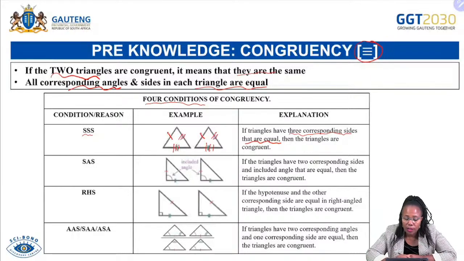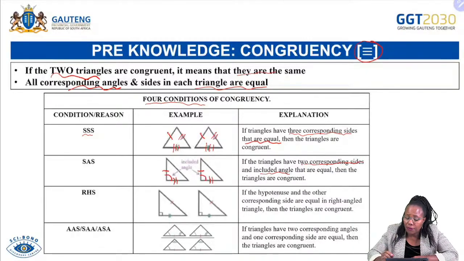Second condition: if the triangles have two corresponding sides and the included angle equal. What do we mean by included angle? It must be between the sides that are equal. For example, here we have this side equal to that one, and this side equal to that one. So the included angle must be between the equal sides in the two triangles.